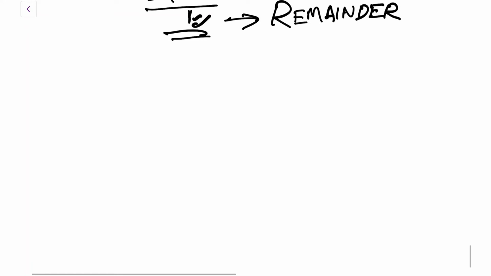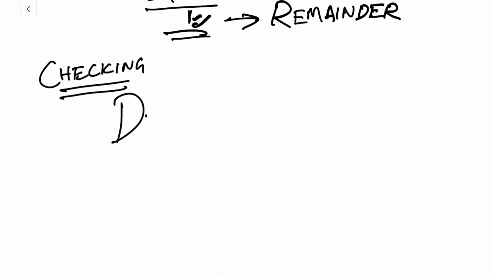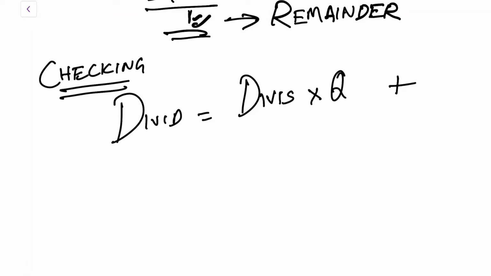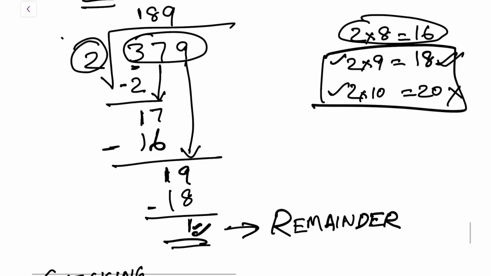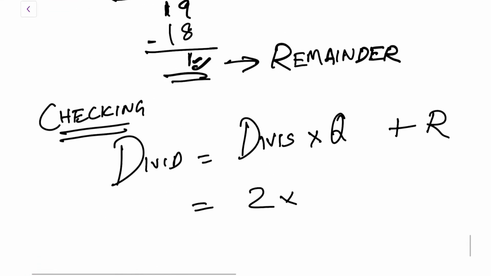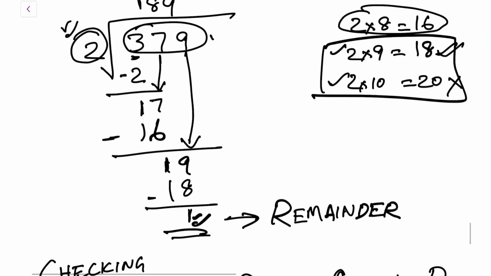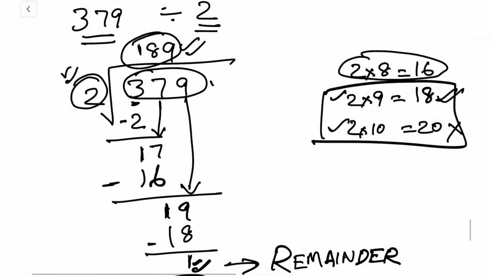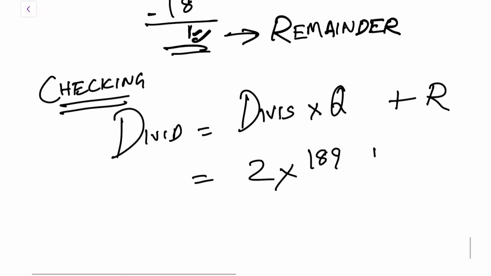Now let's do the checking to see if what we have done is correct. Remember the formula? Dividend is equal to divisor into quotient plus remainder. What is the divisor? 2, right? 2 into quotient. What's the quotient? We got the answer as 189. That's your quotient. And the remainder is 1. Now let's see if this is actually equal to the dividend.